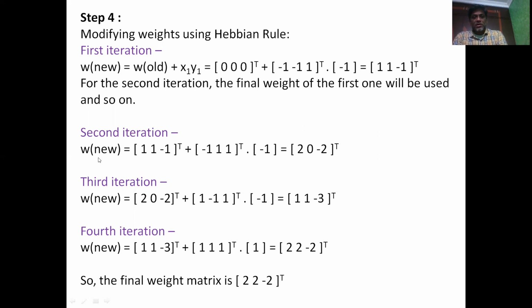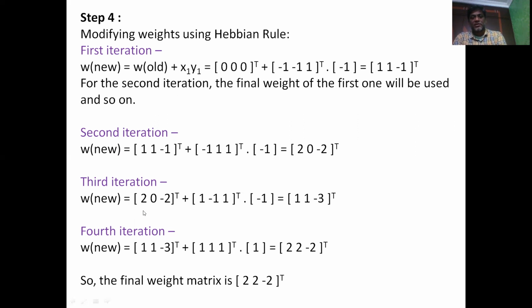Right now, W of new for the second iteration is calculated like this. W of new is equal to W of old, which is now 1 1 -1, plus the second input vector, that is -1 1 1, into the target value for the second one, that is Y2, -1. Okay. So this will give us the values 2 0 -2 transpose. Now these are the new weights. We need to consider these weights for the third iteration.